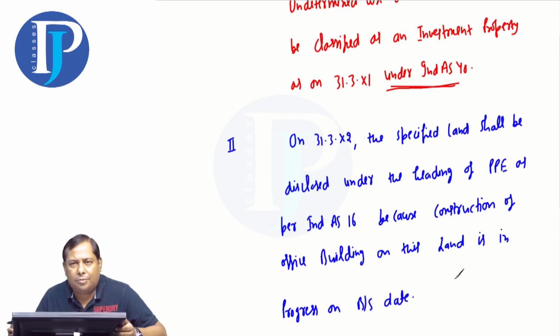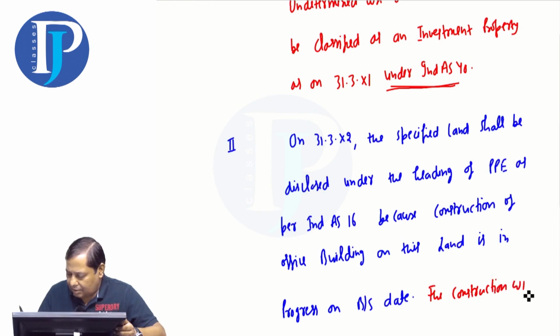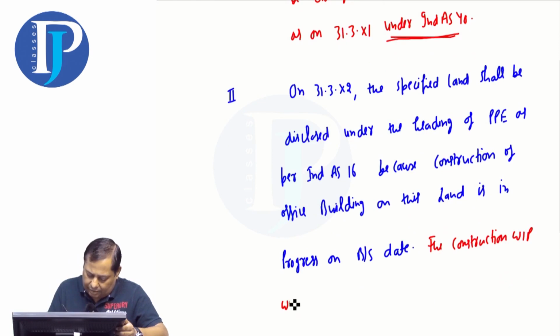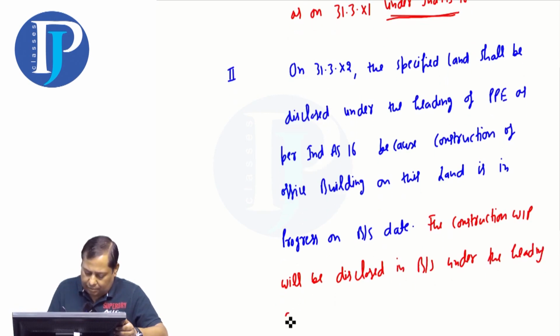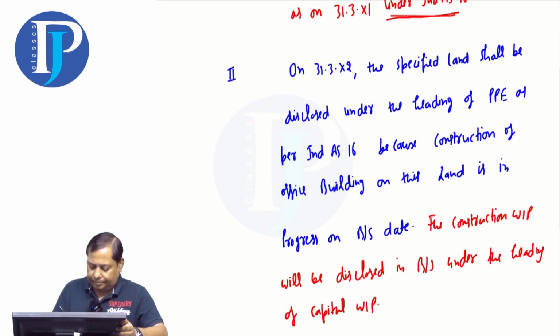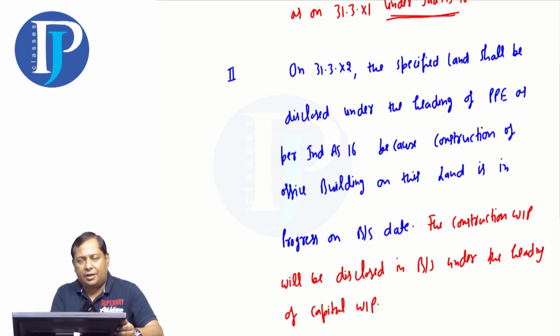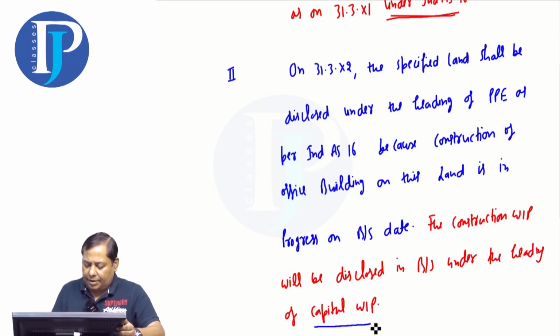Land is going to be classified under PPE and the construction work will be in capital WIP. The construction WIP will be disclosed in the balance sheet under the heading of capital WIP. Land will be under PPE, constructions under capital WIP.